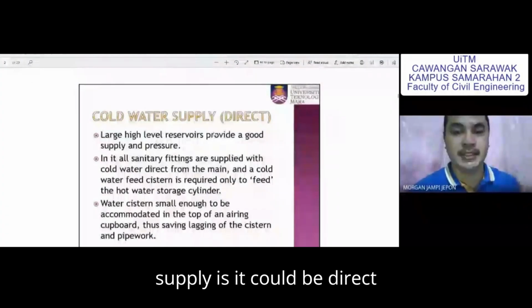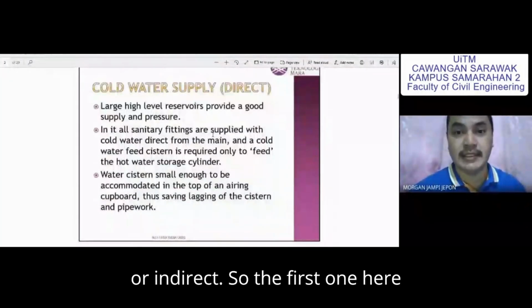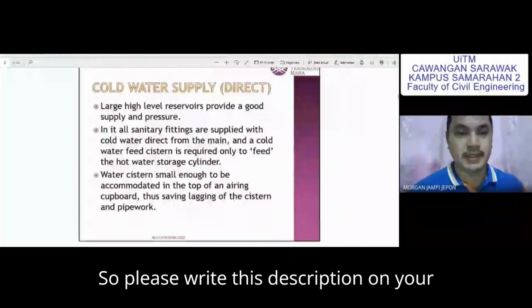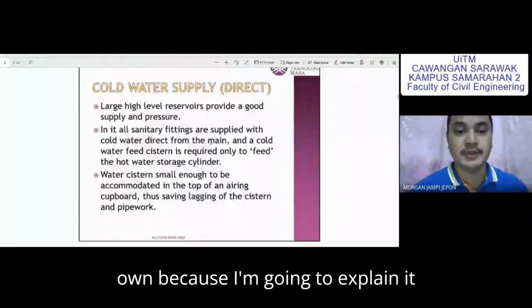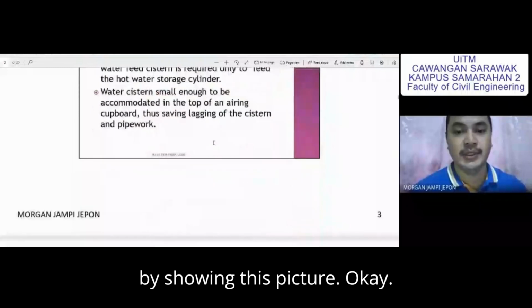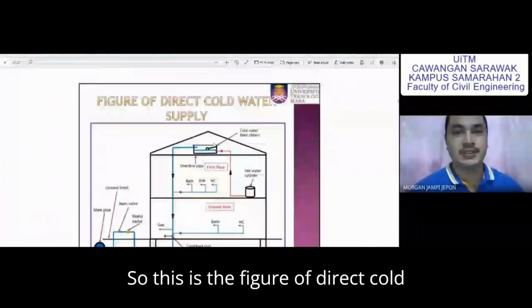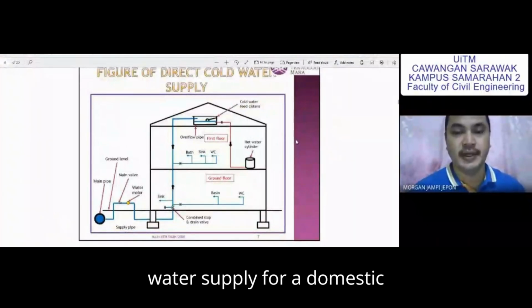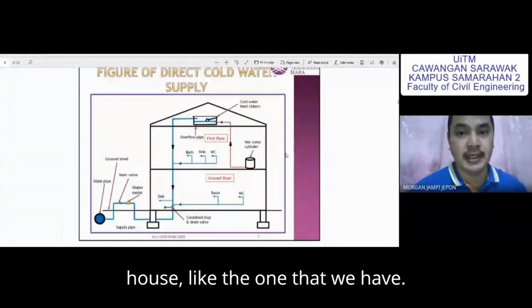Supply could be direct or indirect. The first one here is direct cold water supply. Please read this description on your own, because I'm going to explain it by showing this picture. This is the figure of direct cold water supply for a domestic house like the one that we have.